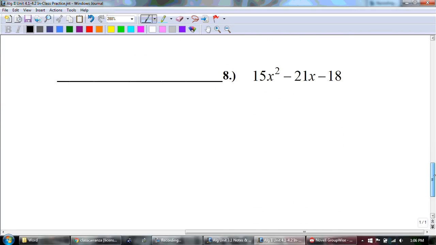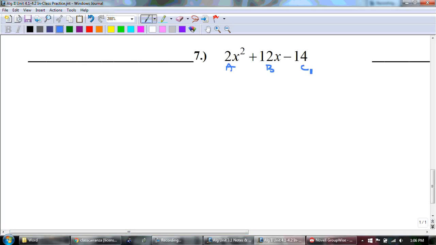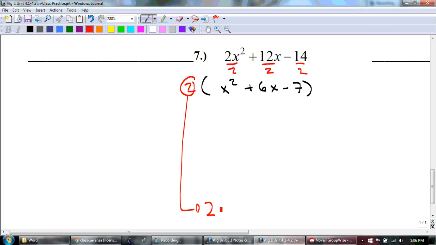Okay, almost done. Now, before you go off all A, B, C on me, is there a GCF out of everything? Yes, we want to do that first. Take that 2 out, and then tell me what's left. Yeah, x squared plus 6x minus 7. So don't forget about the 2. Drop it down into your final answer, wherever it's going to be. And now we can multiply.